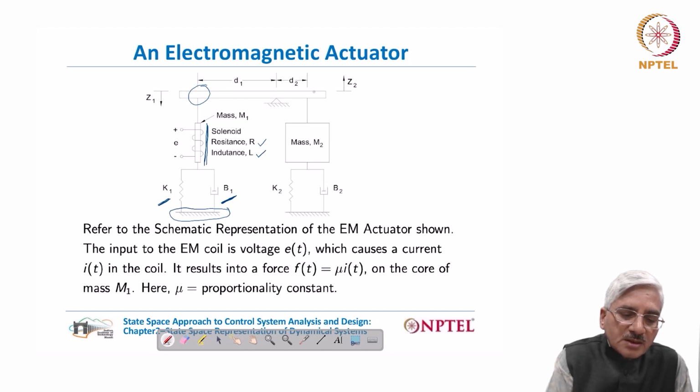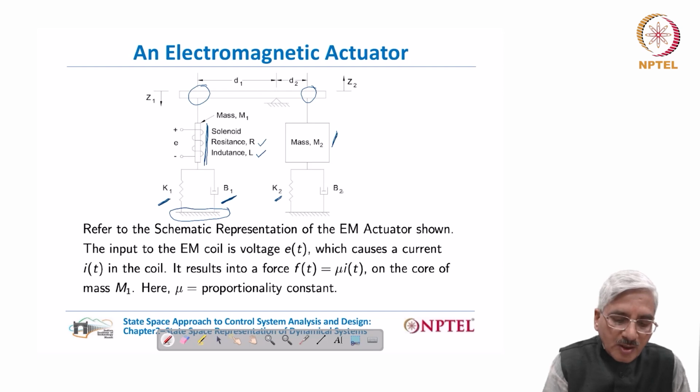The lever arm is coupled on the other side of the support to mass M2, and it is also connected through a spring with the stiffness K2 and dashpot with damping coefficient B2 to a fixed reference as shown here. We have to obtain the mathematical equation.